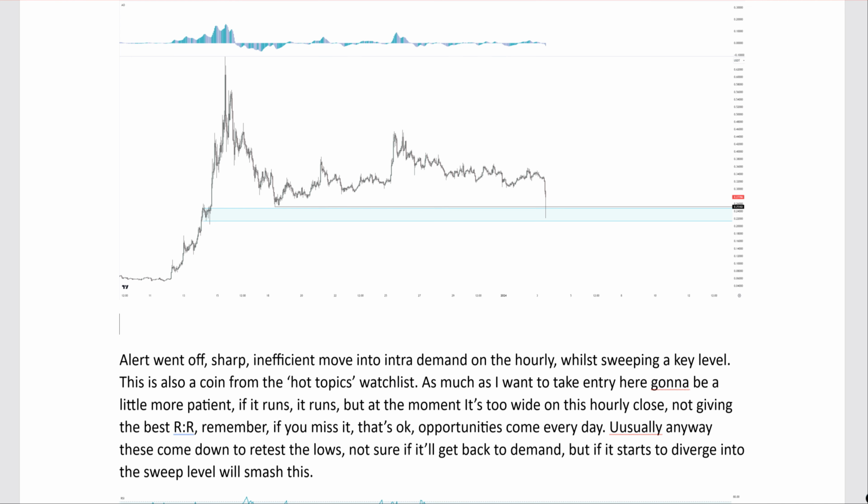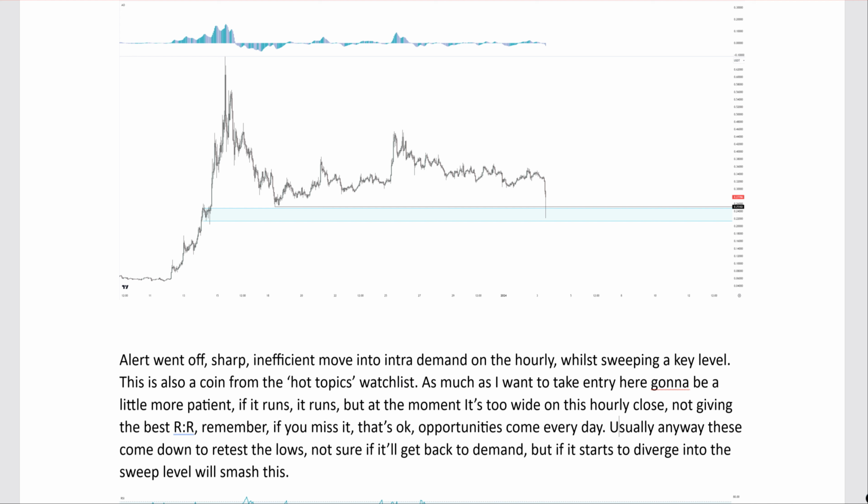So, alert went off, sharp inefficient move into intra-demand on the hourly while sweeping a key level. This is also a coin from the hot topics watch list. As much as I want to take entry here, going to be a little bit more patient. If it runs, it runs, but at the moment it's too wide on this hourly close, not giving the best RR. Remember, if you miss it, that's okay. Opportunities come every day. Usually anyway, these come down to retest the lows. Not sure if I'll get it back to demand, but if it starts to diverge into the sweep level, we'll smash this. So that's my initial documentation.